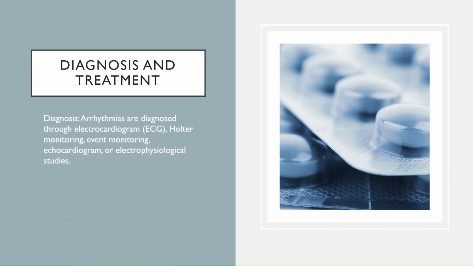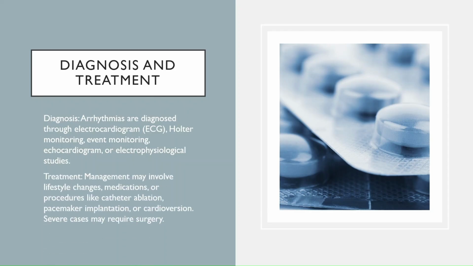Diagnosis and treatment. Arrhythmia is diagnosed by measuring the electrical activity of the heart, known as ECG. It can also be diagnosed by measuring the sound of the heart, the echocardiogram, or by electrophysiological studies. Treatments of arrhythmia may involve lifestyle changes or prescribed medication, or even medical procedures such as catheter ablations.